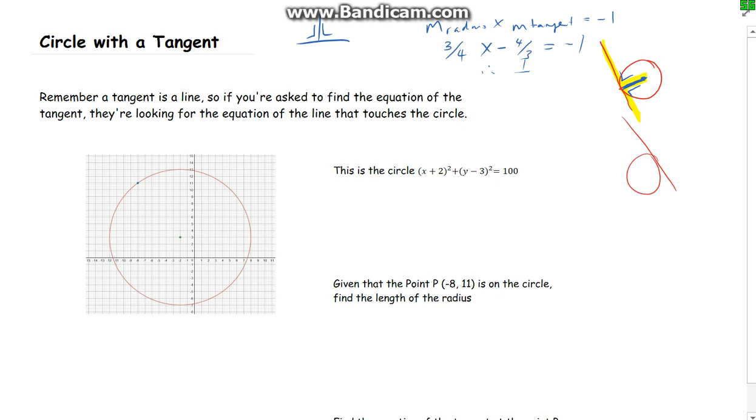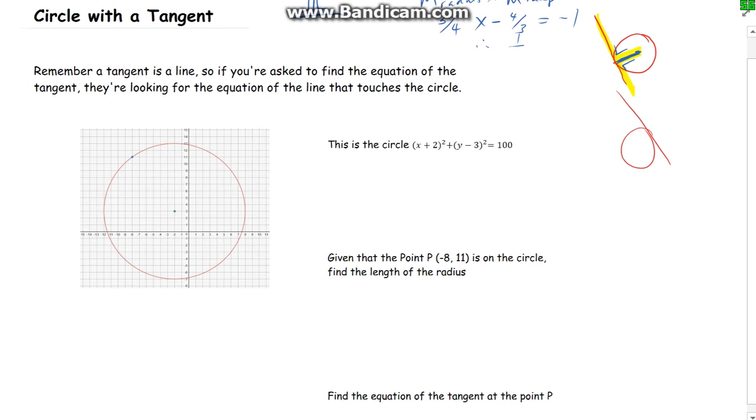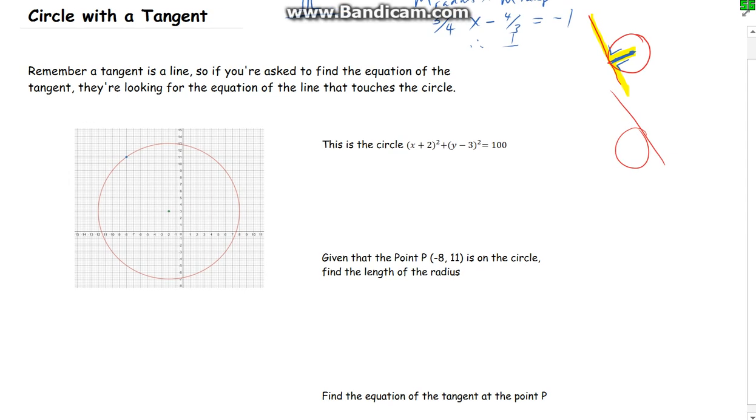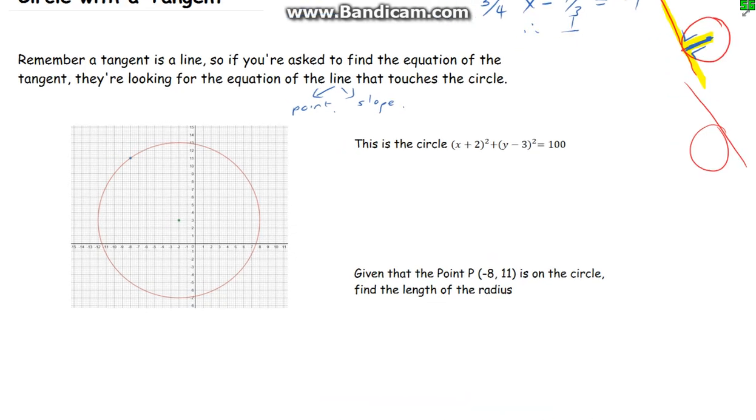So what we're moving on to then, a tangent is a line. So if you're asked to find the equation of a tangent, it's actually the equation of a line. So you have to remember what two things do I need for a line: a point and a slope. Just don't forget that. But we're looking at a circle question now. So I'll just zoom in a bit.